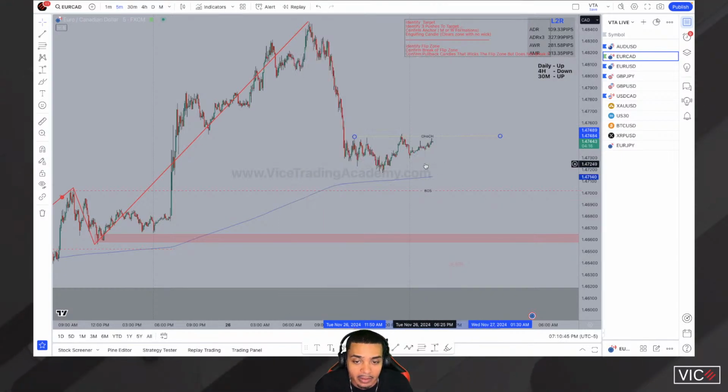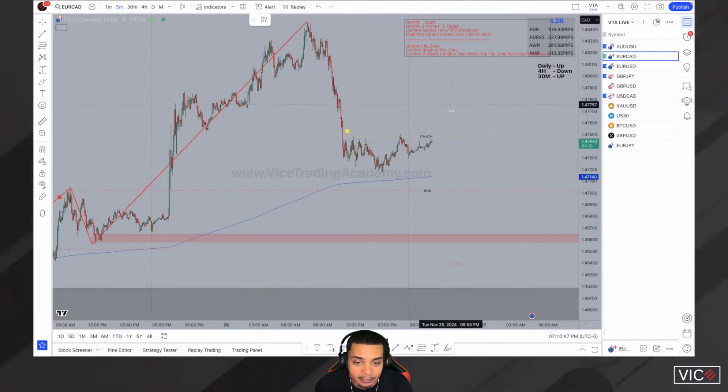That's what I want to see, right? I want to see price break above, bounce off. Then I'm gonna have my structure, my higher high, right, to give me that structure. So it's like this. I want to see this, right? Give me that structure.